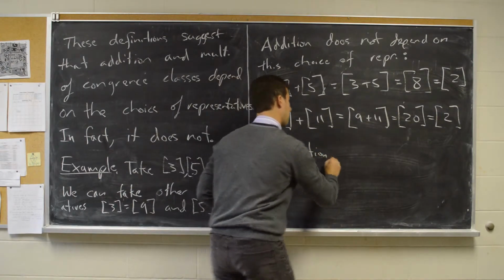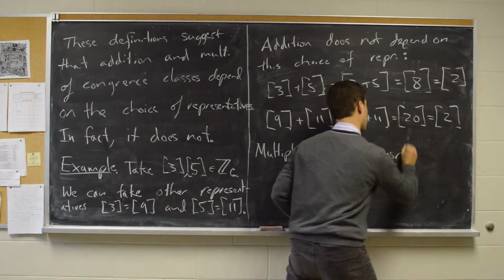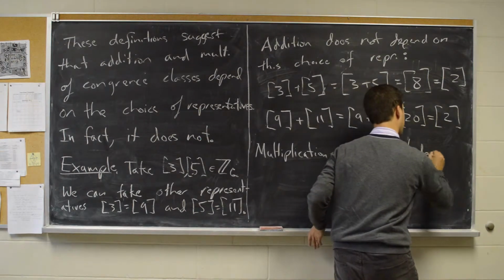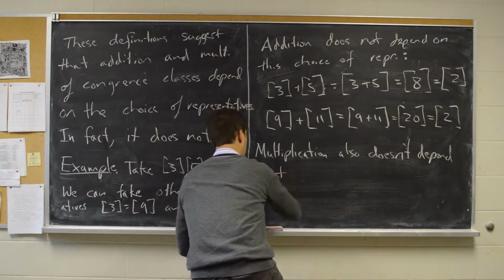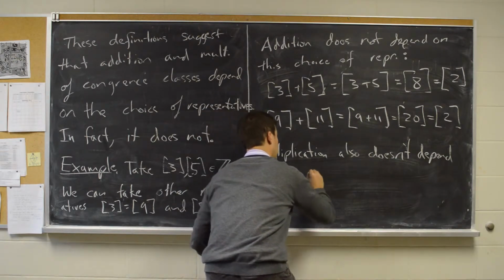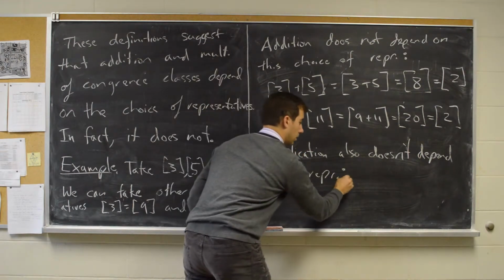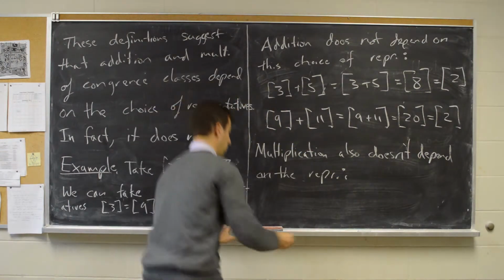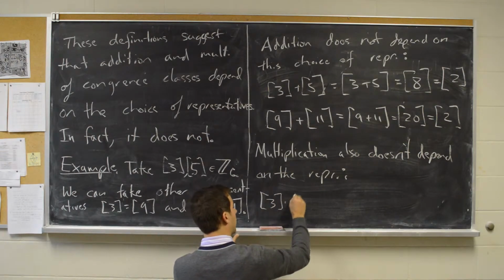Multiplication also doesn't depend on the representative. So, what's our example for that? Well, let's take 3 multiplied by 5.